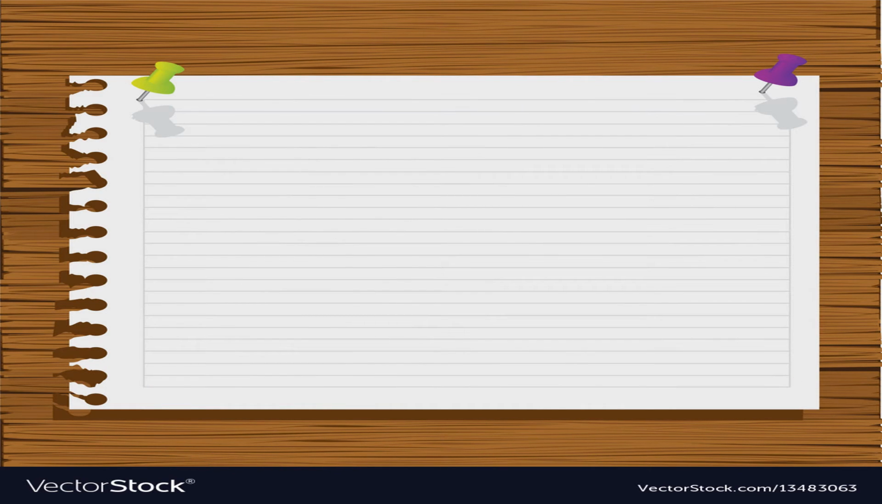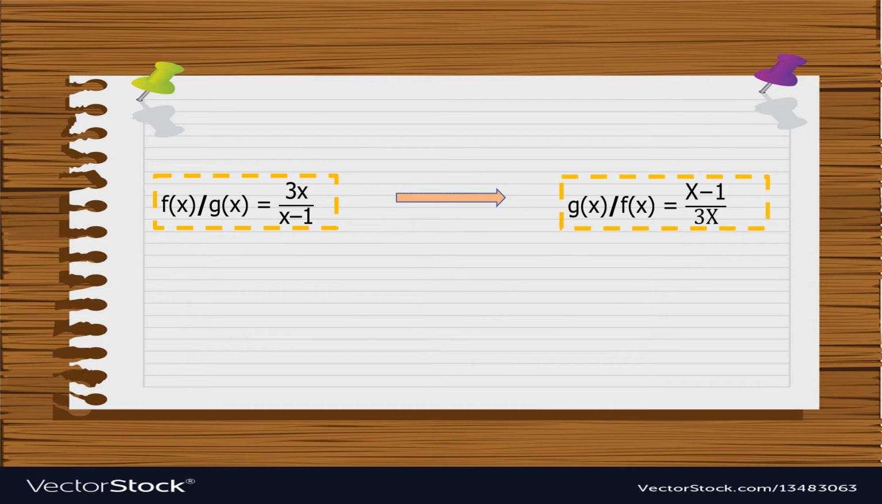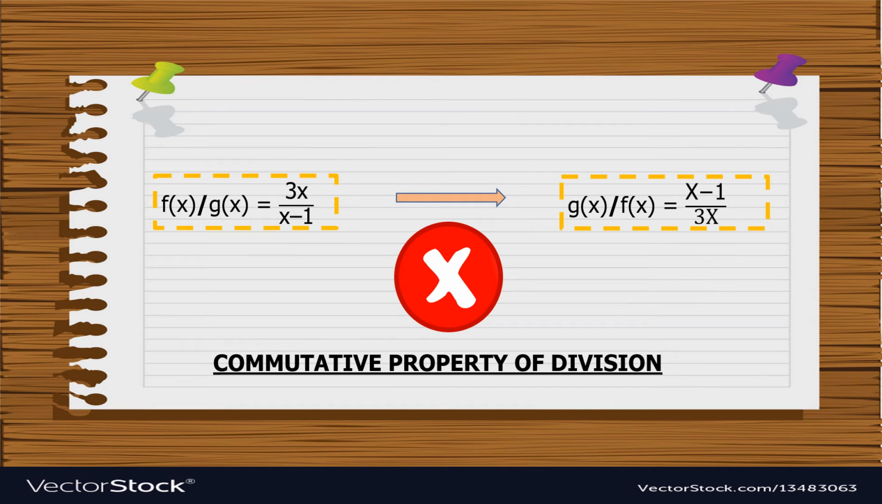Again, let us take these two examples: f of x divided by g of x and g of x divided by f of x. What did you notice? Okay, the answers are not the same for both functions. Therefore, division of functions does not follow the commutative property. Remember that f of x divided by g of x is not the same as g of x divided by f of x.